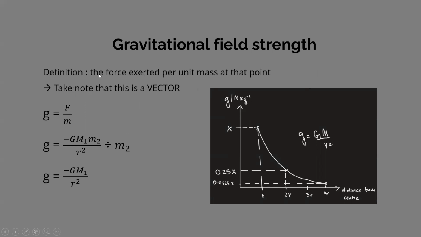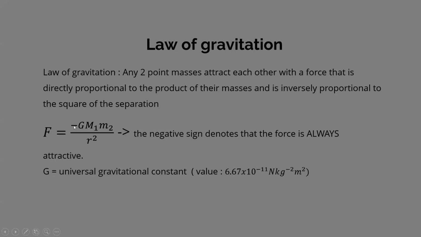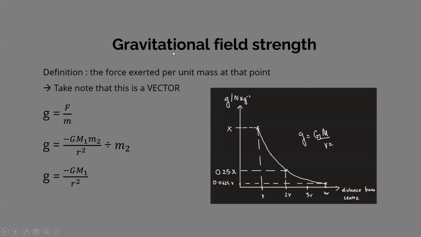Gravitational field strength: its definition is the force exerted per unit mass at that point. Take note that this is a vector. So g equals F over m, and using the formula that we discussed from the law of gravitation, we substitute that as F divided by m2, and then we get negative G m1 over r squared. m1 usually refers to the mass of the larger body.